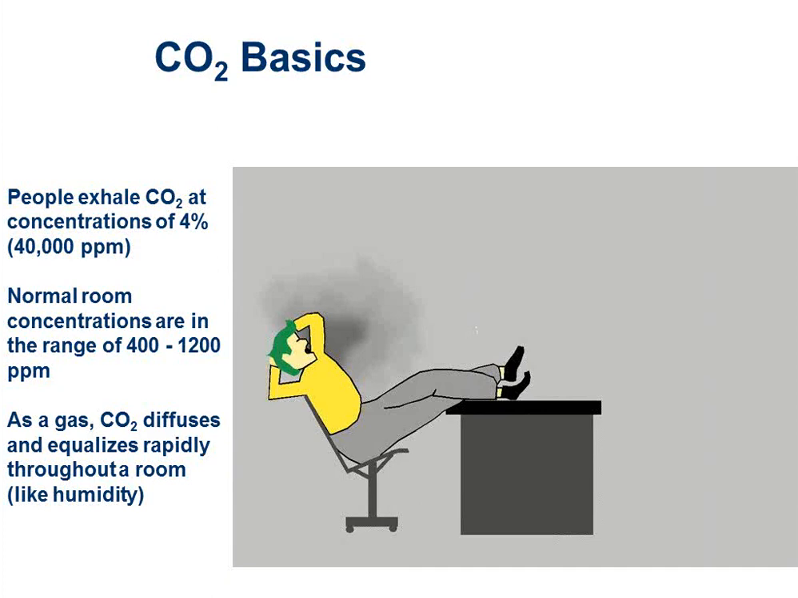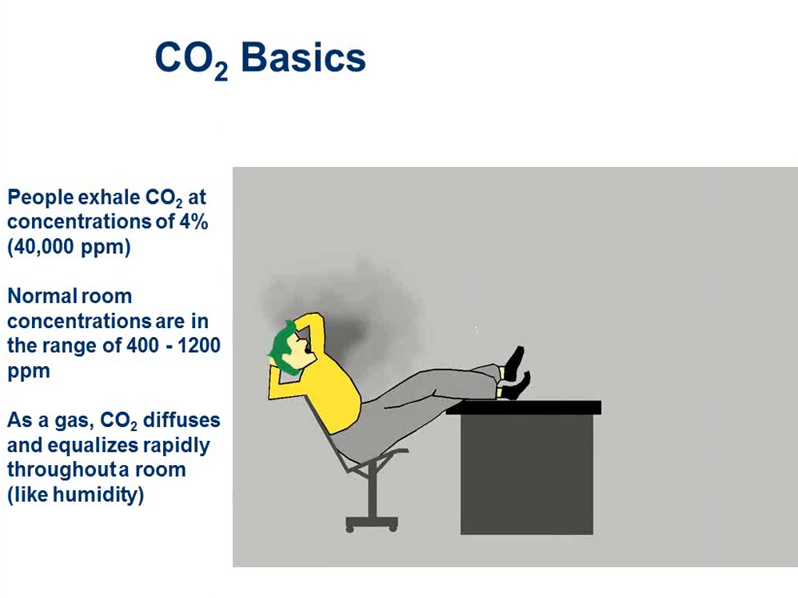CO2 is very close in its weight to the actual air. Air, as you probably know, is made of mostly nitrogen, also oxygen, CO2, and several other gases. And the molecular weight of CO2 is very close to the weight of air. So it tends to diffuse fairly quickly and in all directions. So it'll diffuse vertically from floor to ceiling and horizontally from left to right, front to back. It'll spread throughout the room pretty evenly, just like humidity. So it's not like temperature in that we have hot spots and cold spots. CO2 will spread pretty evenly throughout a room.